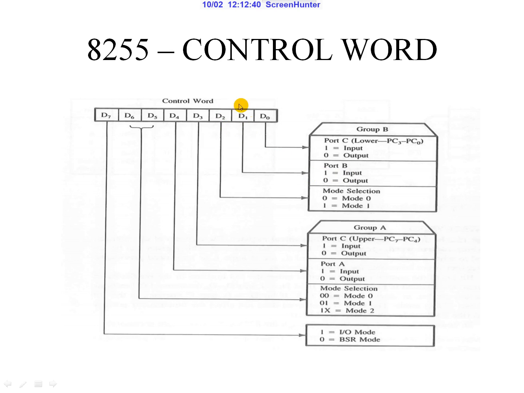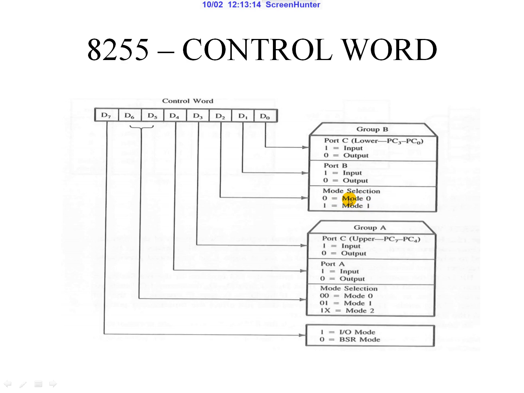So for group B, you will have port B, by putting the appropriate bits for these pins. If it is 1, then it is input. If it is 0, then it is output. So the first bit is for port C's lower byte, the second bit is for port B, and the third bit is going to be for mode selection.